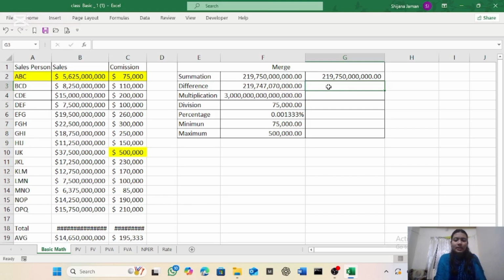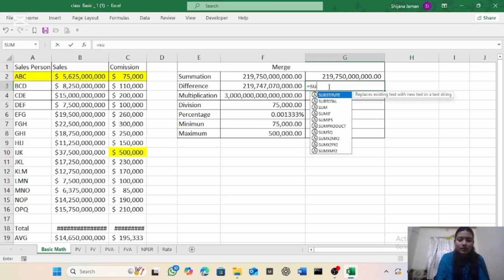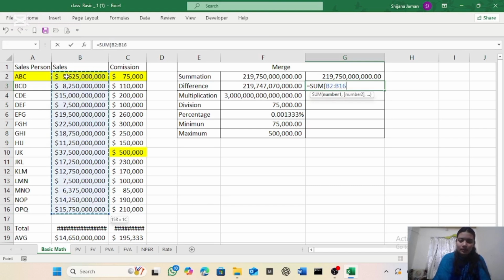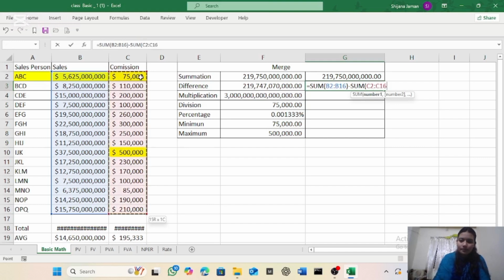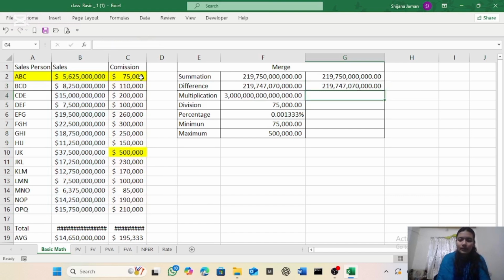Now we are calculating difference, equal sum of sales minus, since we are calculating difference, that's why we put minus, again sum of commissions. Yeah, this is our difference between sales and commission.